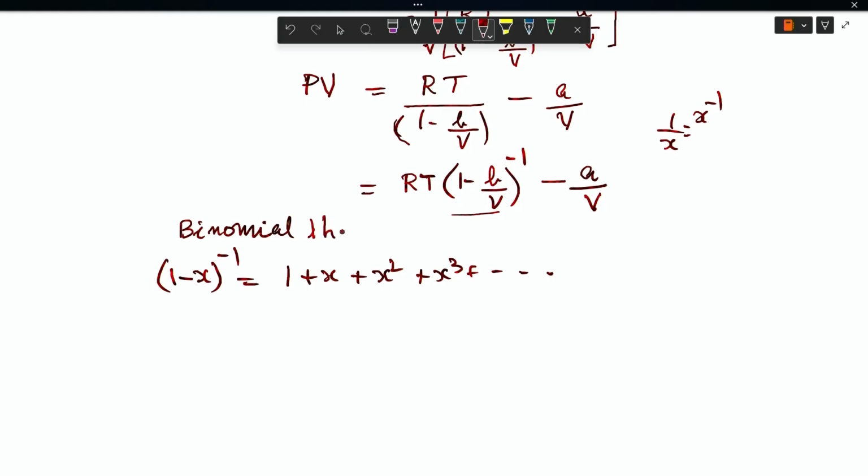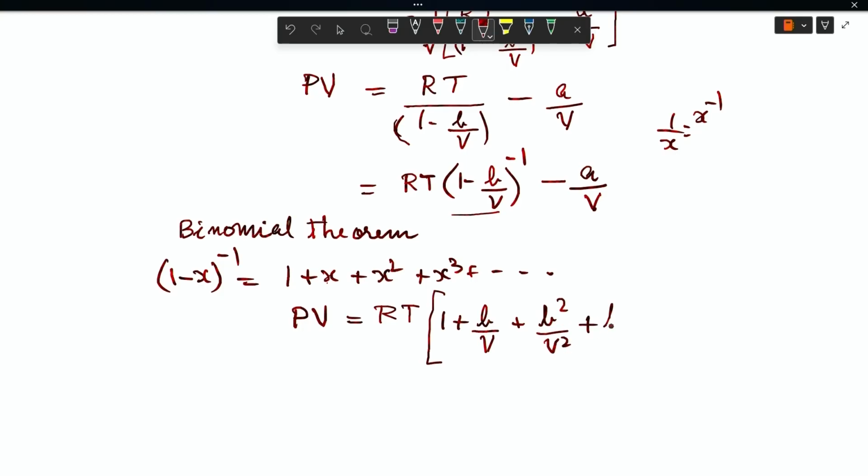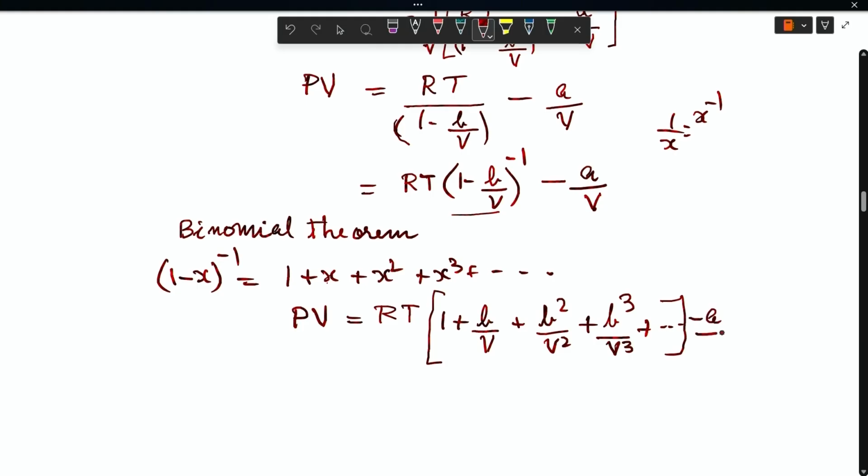Binomial theorem. This is a bit of mathematics. So, applying that, I will get PV equals RT into, I will put a bracket, 1 plus B by V, that is the x term. Next will be the square term, B square by V square plus B cube by V cube plus etc. It is not over. We have one more term, that is minus A by V.